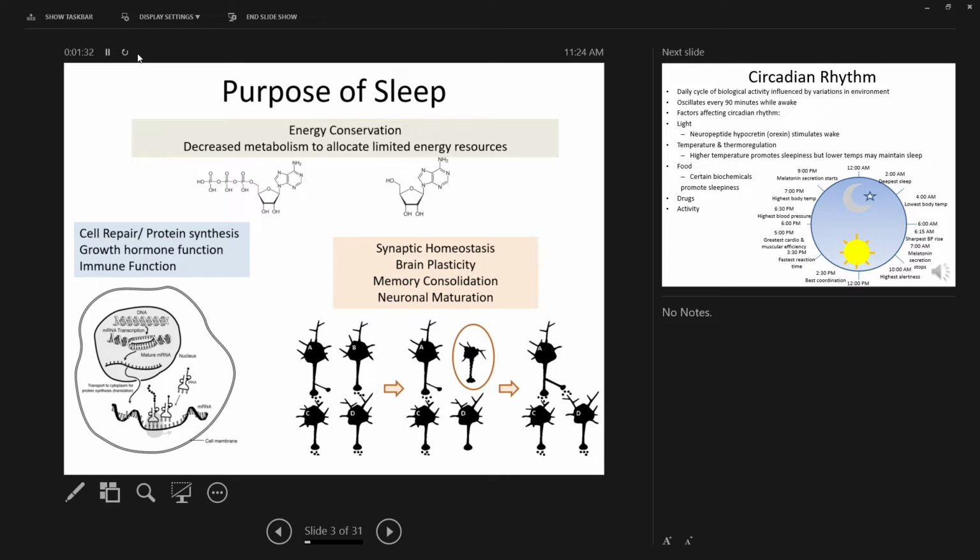It's very interesting. Now, the energy that we do have in there needs to be used for cell repair. And in order to repair cells or anything that has gone wrong in the body throughout the day, there must be protein synthesis. And along with that protein synthesis will be growth hormone function. So growth hormones play a huge role in repair in the body.